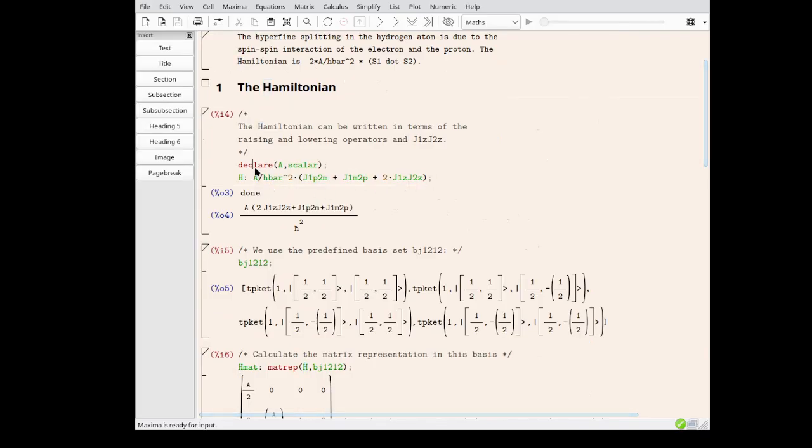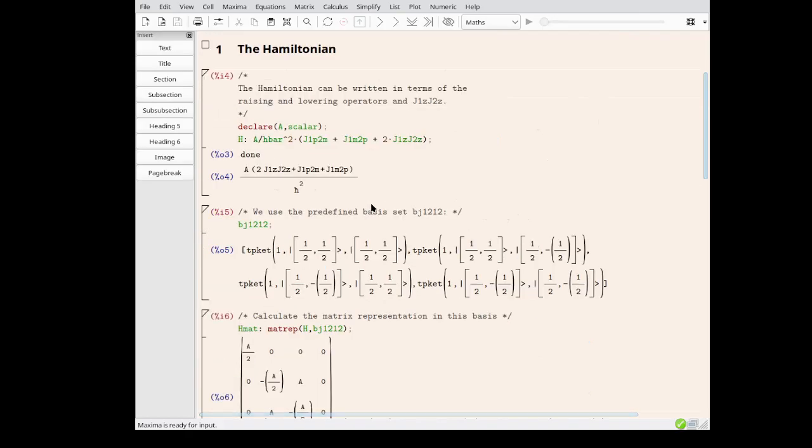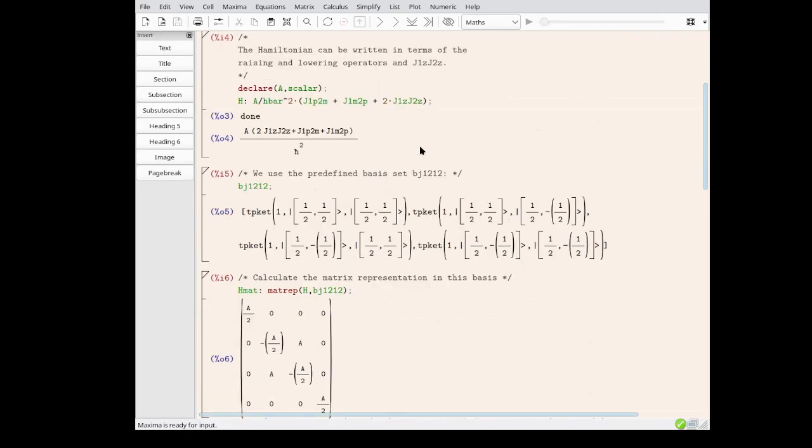And when we do this calculation, we want to make sure we declare any symbols here as scalar, if they are indeed scalar, so that they will be handled appropriately by the Maxima code. So if we do that, we have defined our Hamiltonian, and it's shown here, and we're going to use the basis set that's predefined. So this is automatically loaded when you load the QM package.